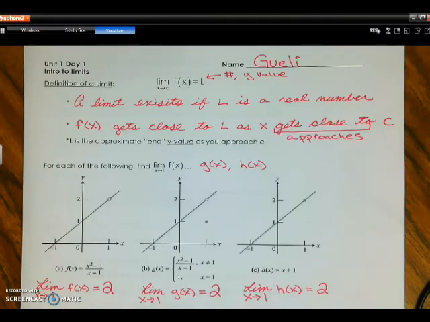Okay, welcome. This is Unit 1, Day 1, Introduction to Limits. This is for people that may have missed class or perhaps just got moved into the class or just wanted to kind of revisit it as a way to refresh their memories.